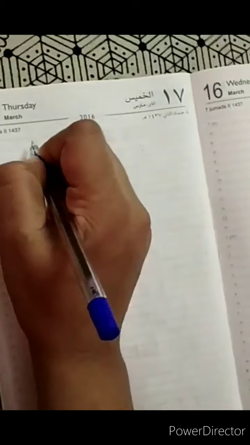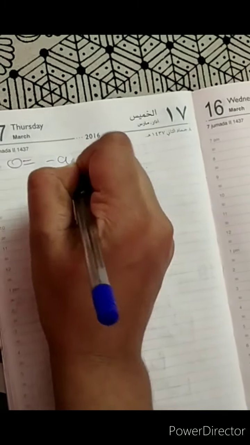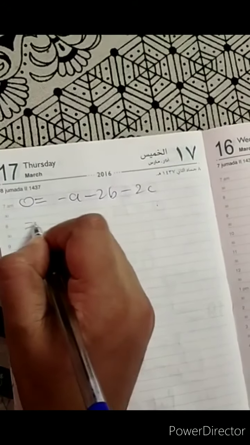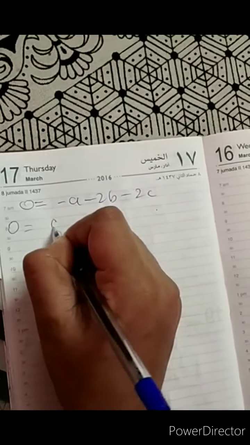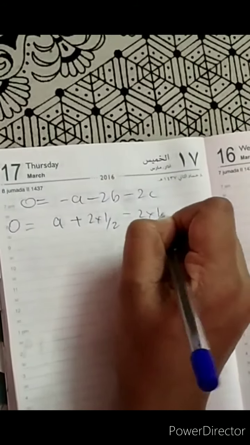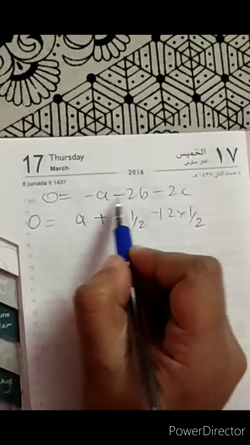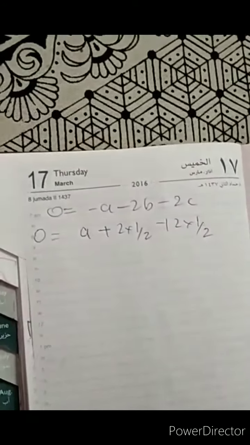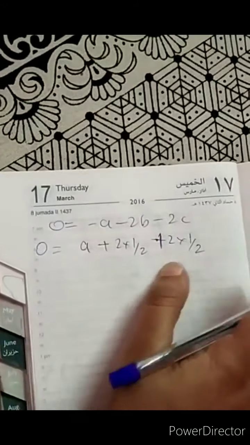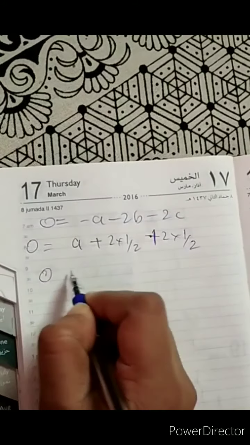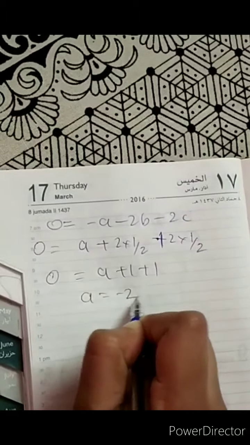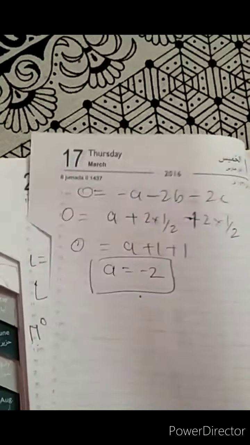Okay, let's take equation 3, that is 0 is equals to minus a minus 2b minus 2c. So 0 is minus a minus 2 into half minus 2 into half. Sorry, I just take out minus common and it cancels out and all signs become positive. 0 is equals to a plus 1, or a is equals to minus 2.